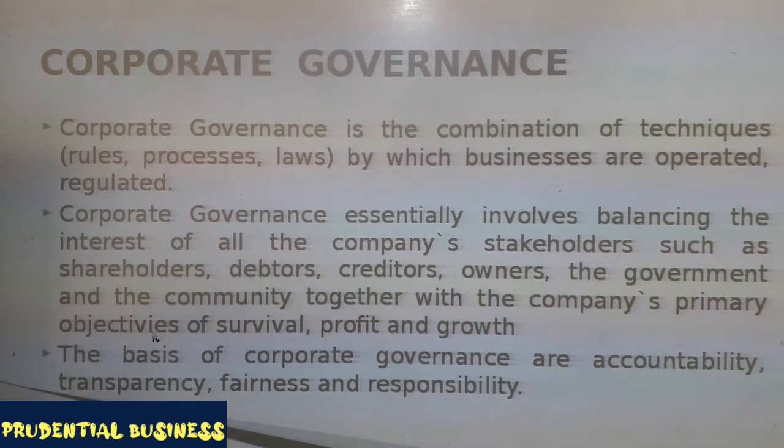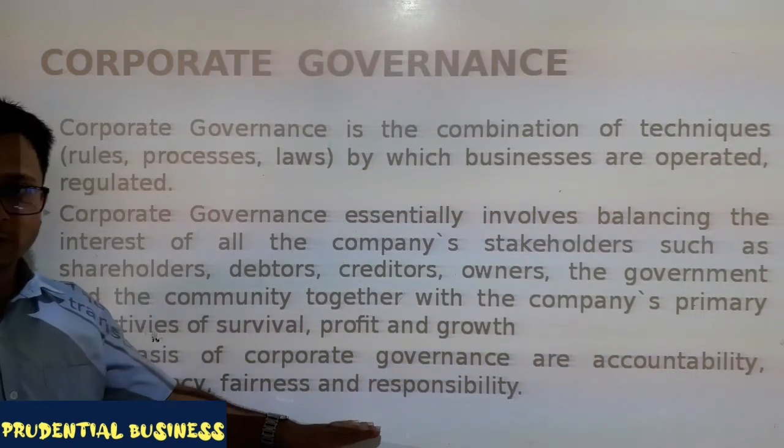Next, transparency in dealing. Whatever the profits are, they should reveal them, because if their profits are not revealed, they pay a lesser amount of tax. In that case they will violate the ethical norms that they have towards the government. Next, fairness and responsibility.